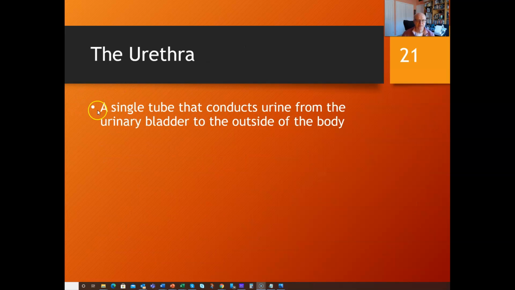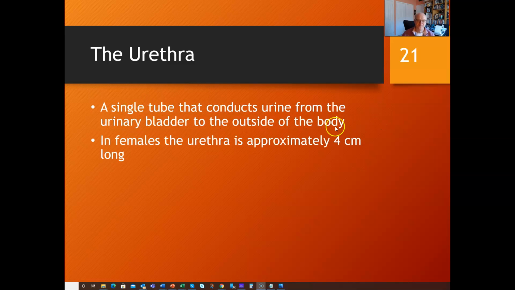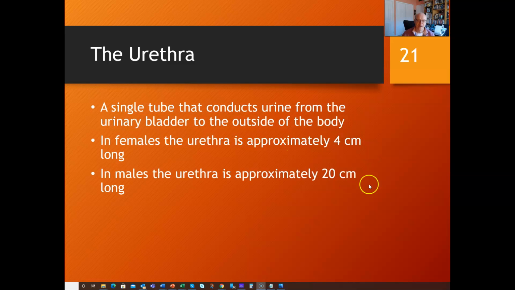So the urethra is then the one single tube that leaves the bladder and goes to the outside world. In females, it's about 4 centimeters long, and in males, about 20 centimeters long. Essentially, in females, it's a very quick exit out through the vulva. In males, it has to go along the length of the penis, so it's a much longer journey. And this also explains why bladder infections are more common in females than in males, because the bacteria causing a bladder infection have further to travel in males to get to the bladder.